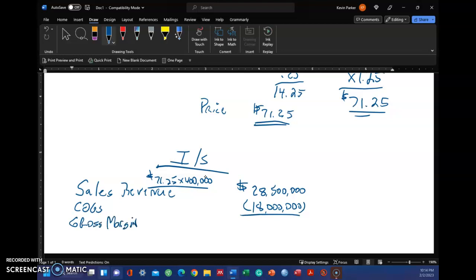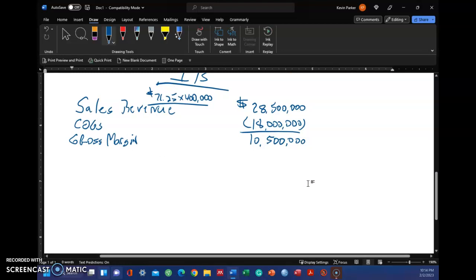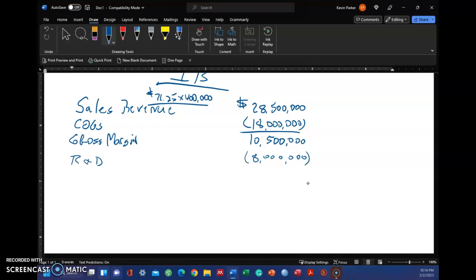And as I write this income statement out, keep in mind that this is the GAAP-based income statement. So when you see cost of goods sold, this is the GAAP-based income statement. Now we're going to expense per GAAP. When we do the GAAP income statement, R&D is a period expense. So subtract R&D, and then selling expenses, distribution, downstream cost.